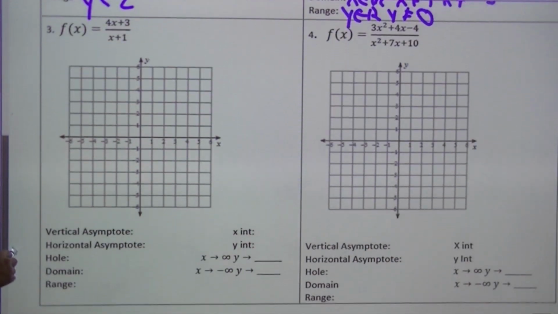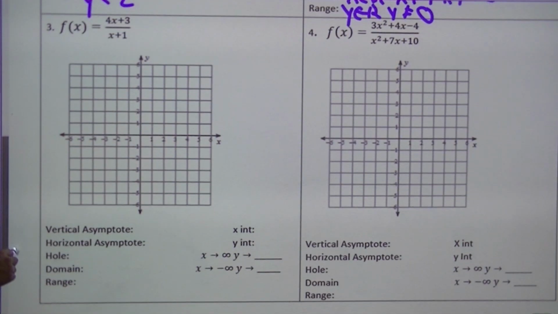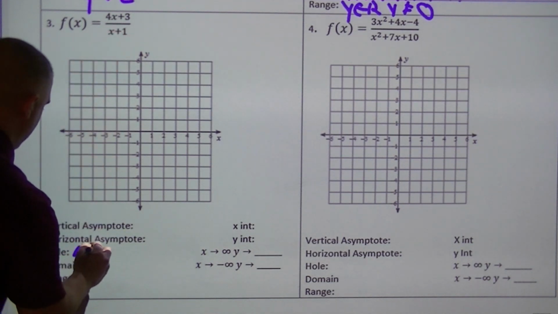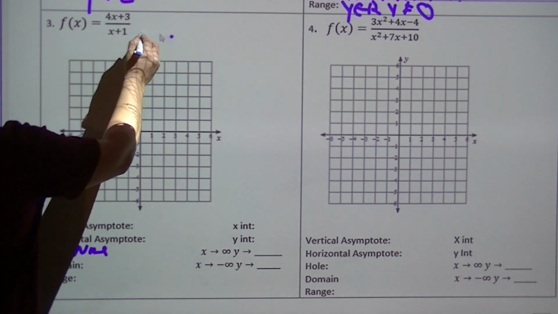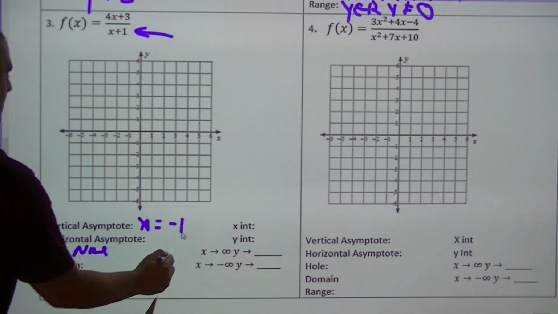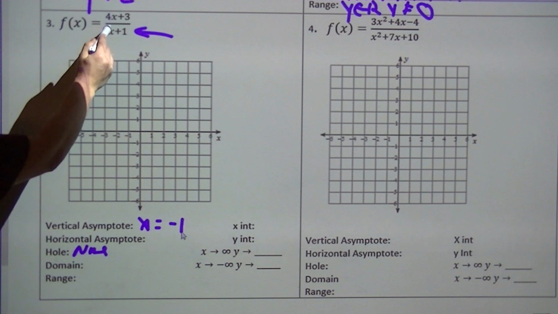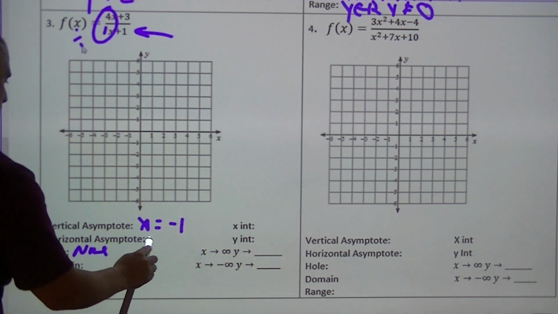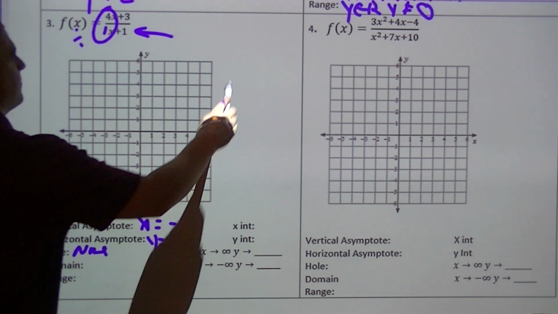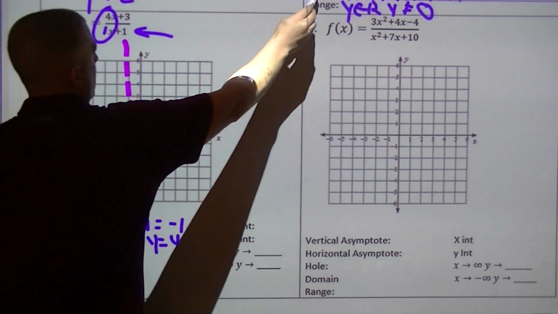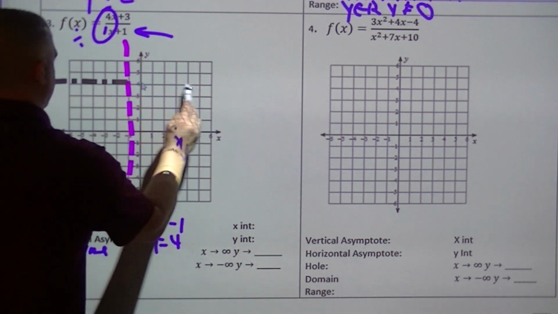Moving on to these problems here. This one, there's not going to be a hole, so I'll have none. In this scenario, I solve the denominator to get the vertical asymptote, which is x equals negative 1. Here I have x over x, so I would divide those numbers, which gives me y equals 4. So I have x equals negative 1, y equals 4.